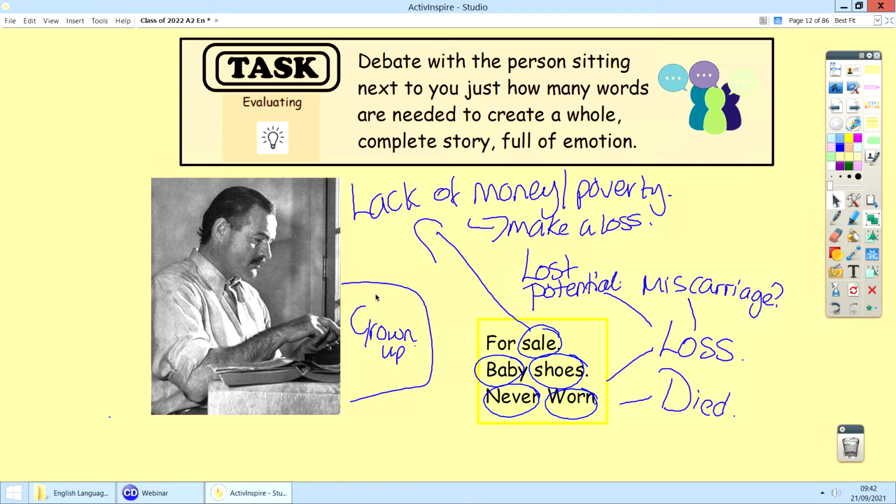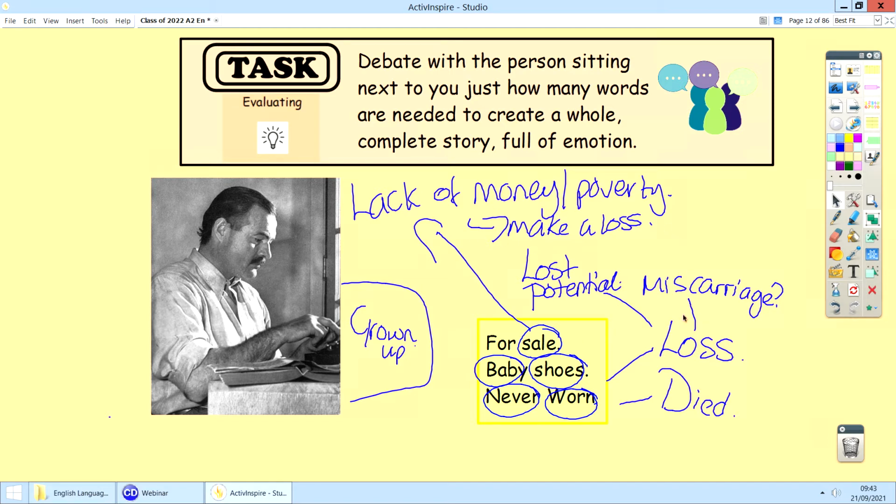I was lying. So we looked at "for sale", which could indicate a lack of money or poverty, or that somebody's made a loss because they would have bought these new shoes, but they won't be able to sell them for the same price. We're talking about how they're selling them, but they won't get their money back, which might be quite sad. Baby shoes, we're talking about a loss. Perhaps this was a loss in terms of potential of the child, or maybe a miscarriage. And then we said "never worn". Maybe, just maybe, this poor baby has died. Maybe, on a positive note, the baby's grown up and grew too fast, or was born too big and couldn't fit into the shoes. But more likely, it was a sad story.